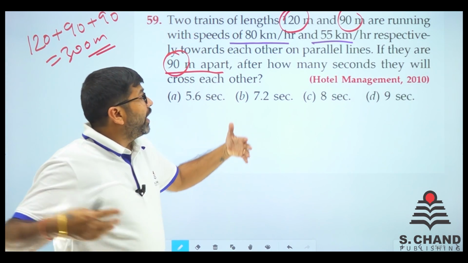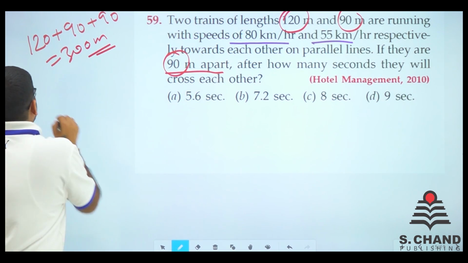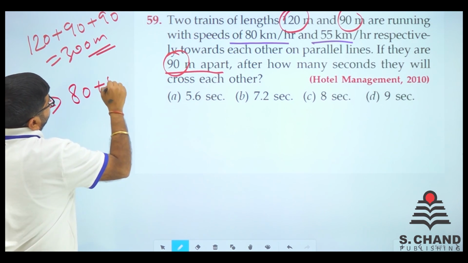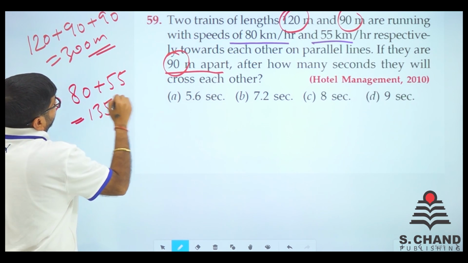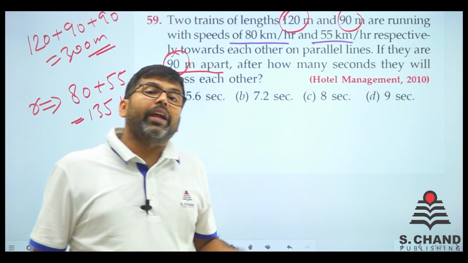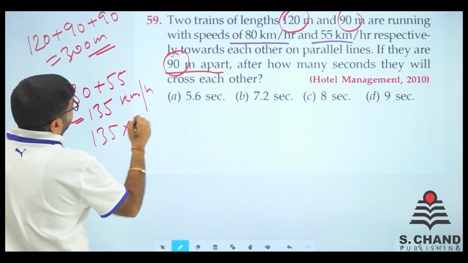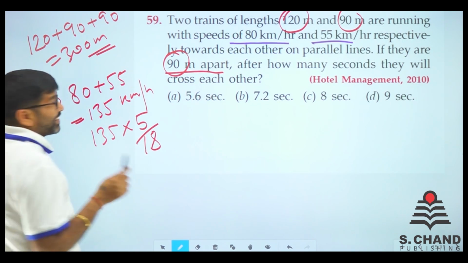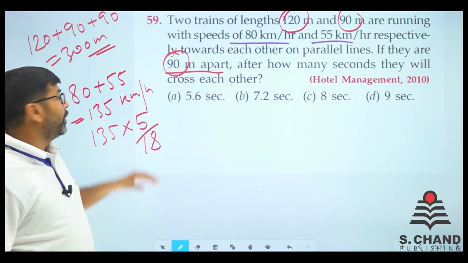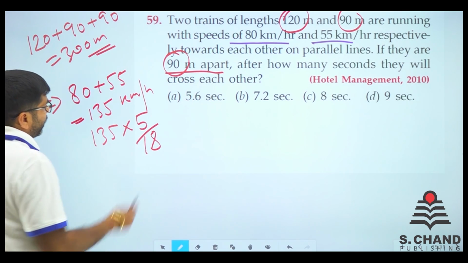And speed, when they are coming towards each other in opposite directions, the speeds are added. So relative speed is equal to 80 plus 55, right? 80 plus 55, 135 kilometer per hour. You need to convert the speed from kilometer per hour into meter per second. Simply, what we need to do is 135 into 5 by 18. If you remember, the same thing I repeat again and again, that you need to multiply like this, because the smaller number comes first, since a meter is smaller than a kilometer. Now how do we cancel this?